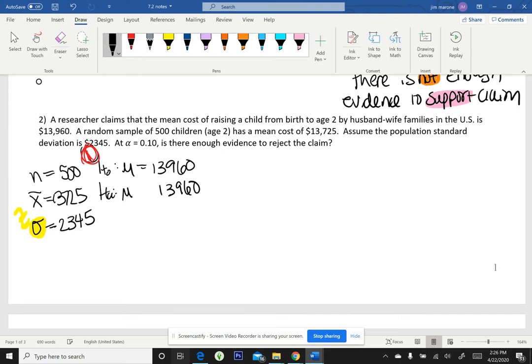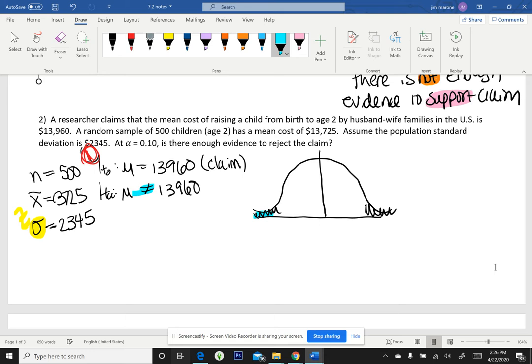Our second step is to draw the sampling distribution. So that's based on the alternate hypothesis. Well, we have the null hypothesis is equal to, and that is the claim, because it says it claims it is. So my alternate has to be not equal to, because it doesn't say anything about greater than or less than. Because it's not equal to, this is a two-tailed test. Remember, this test is based on the alternate hypothesis, no matter which one is the claim.